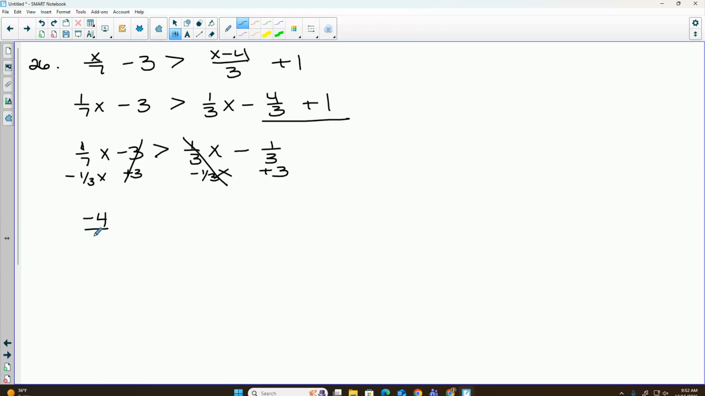Negative 1/3 plus 3, 8/3. Right, so then I need to divide by negative 4 over 21.